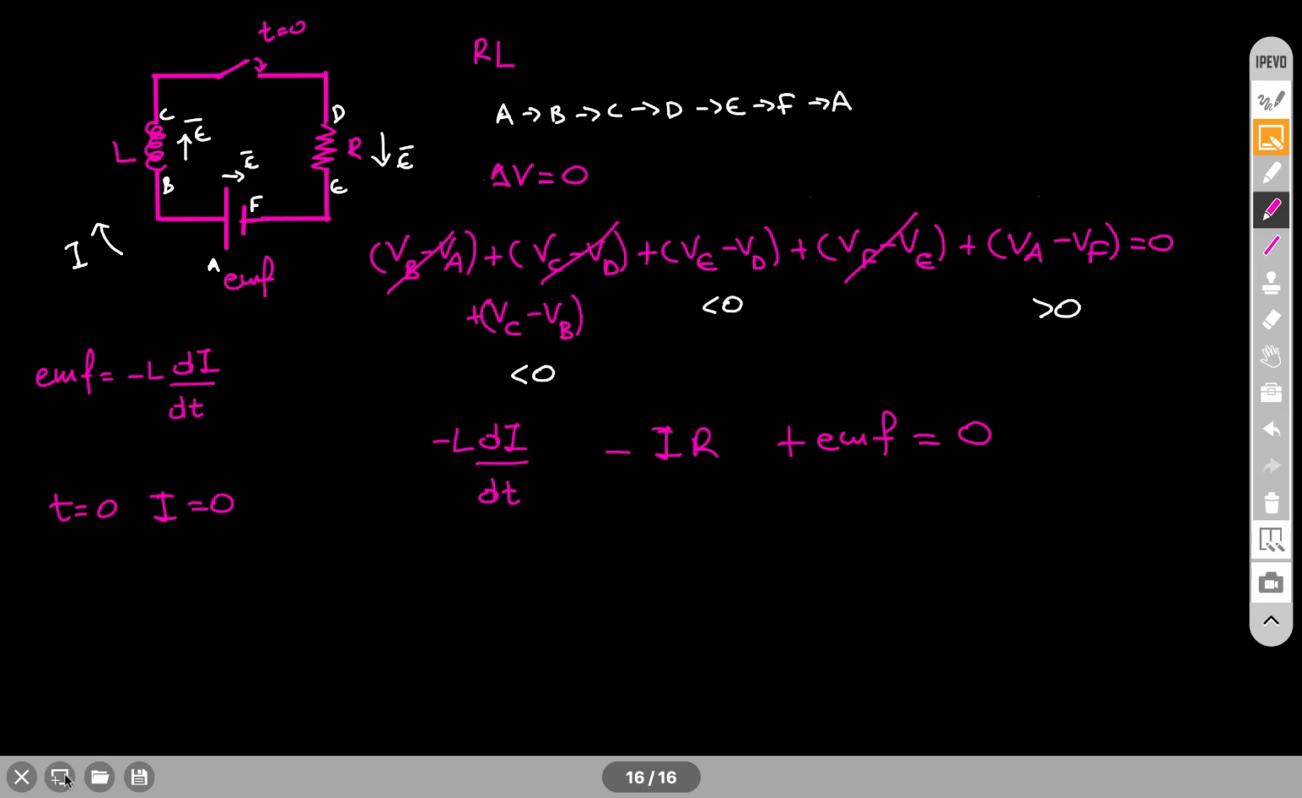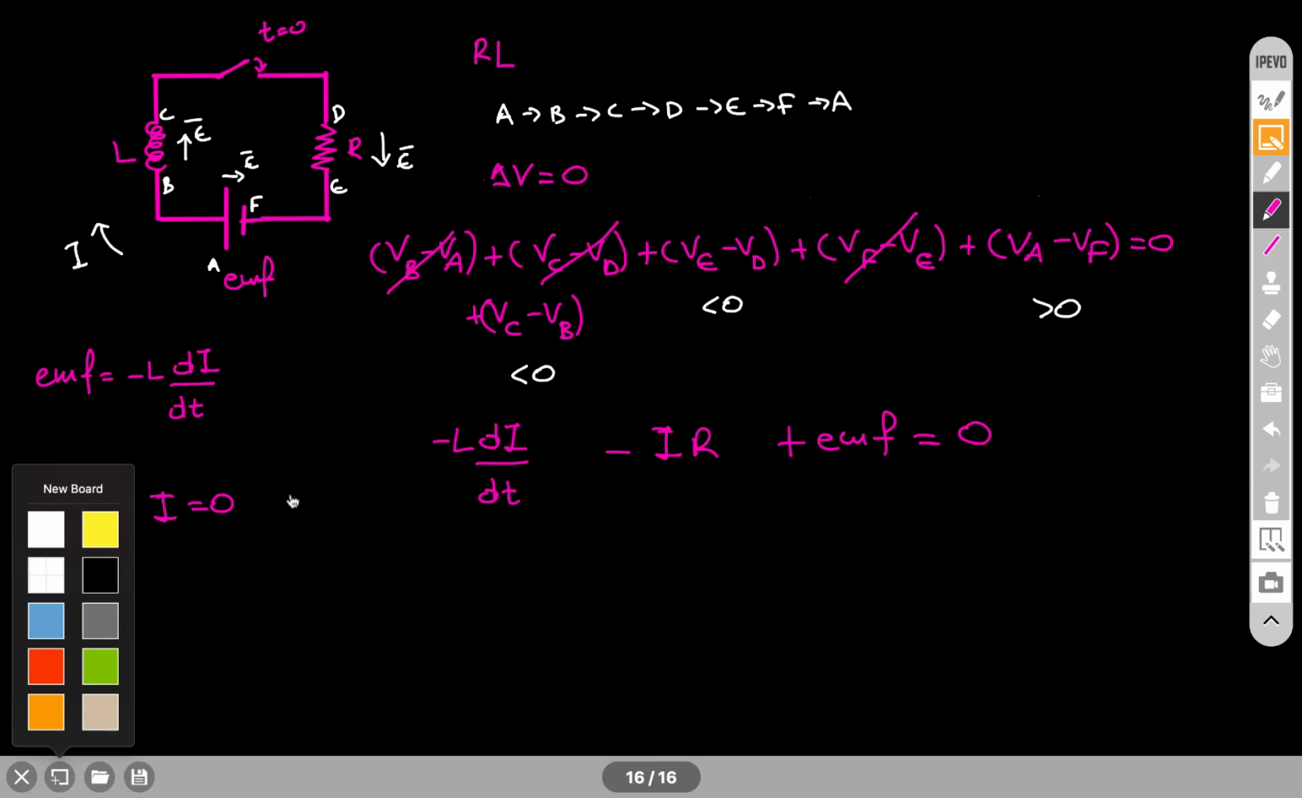Now I will rewrite this differential equation: minus L di over dt minus IR plus EMF equals 0. I will show you how we can solve this differential equation. I will keep minus L di over dt on the left side. I'm going to move IR minus EMF to the right side.